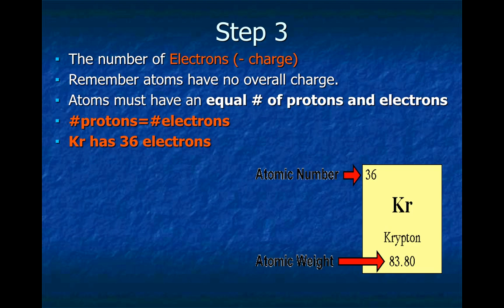Once you have found the number of protons, you can figure out the number of electrons in the atom. Remember that protons have a positive charge, while electrons have a negative charge. Neutral atoms, which are the types of atoms we will deal with in middle school, have no overall charge, so the number of protons must equal the number of electrons. This will make the positive charges cancel out the negative charges and give the atom a total or net charge of 0. Since krypton has 36 protons, it must also have 36 electrons.